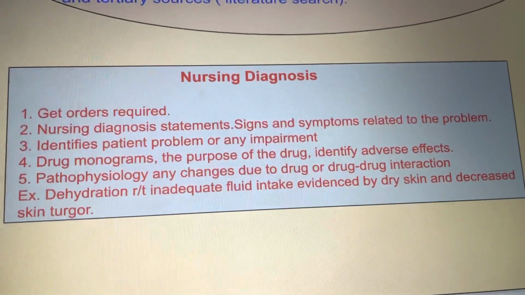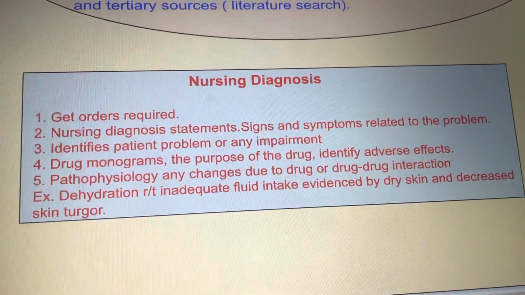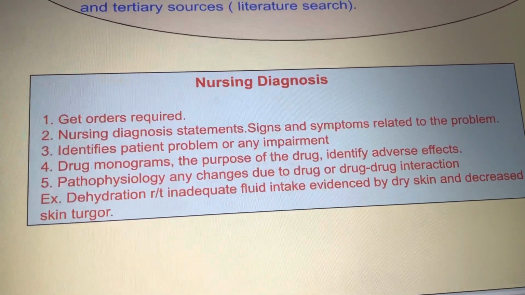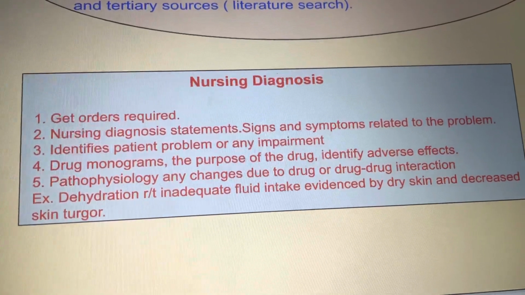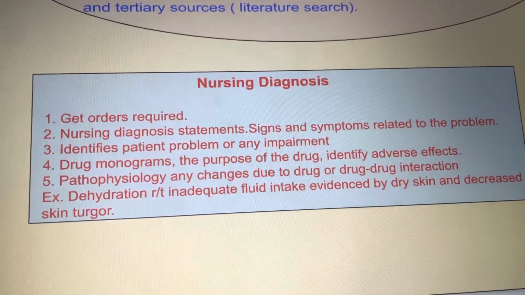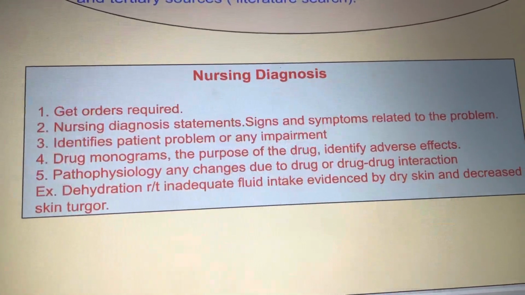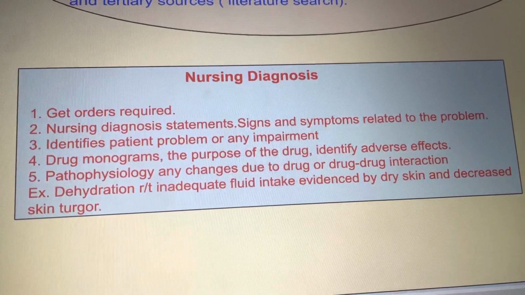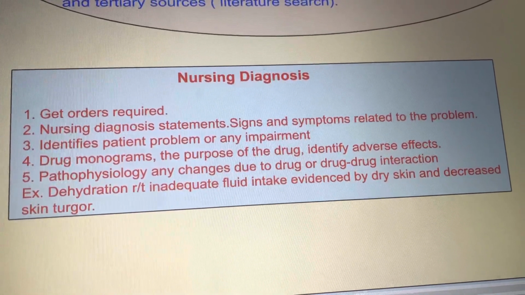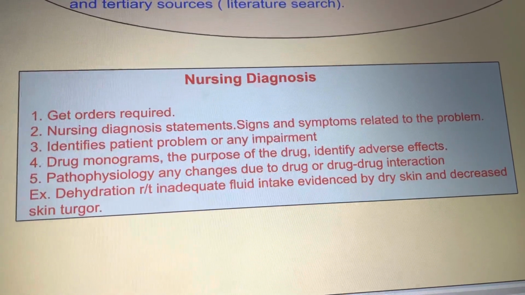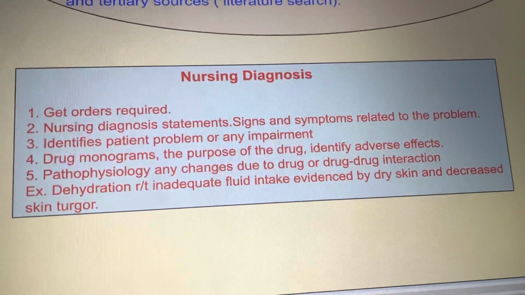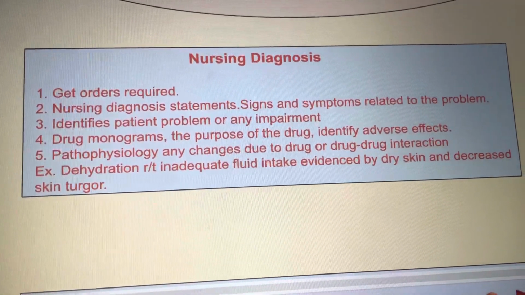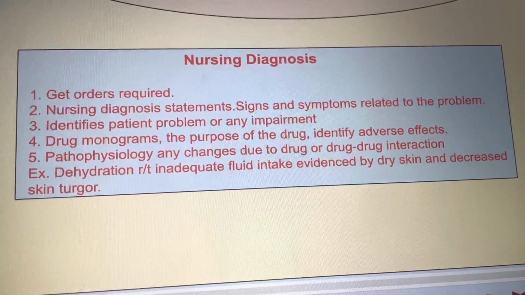The word itself, nursing diagnosis, means the nurse is diagnosing, looking over a problem. So what do we need? First of all, point number 1, the orders. We need the orders required, because in order to perform any action, we as nurses have to make sure we have a healthcare provider's order. The second point is the nursing diagnosis statement, signs and symptoms related to the problem. We need to identify what the patient problem is. What is the impairment? What is wrong with the patient? What is broken with the patient? So we need to see what the signs and symptoms are which are related to the problem.